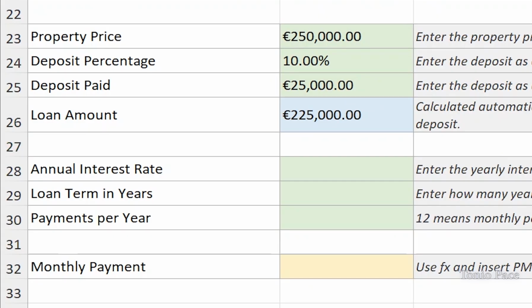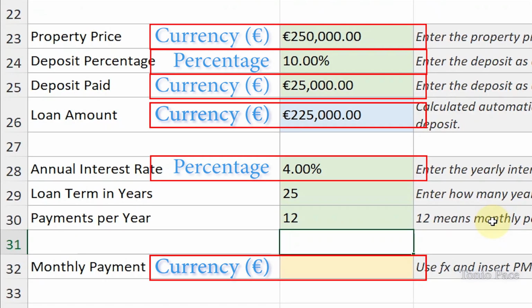In cell B28, enter 4%. This is the interest charged by the bank per year. In cell B29, enter 25. This means the borrower will repay the loan over 25 years. In cell B30, enter 12. This tells us repayments are made monthly. Since there are 12 months in a year, the loan has 12 payment periods per year. Format all monetary values, including cell B32, as currency and all interest rates and percentages as percentage.